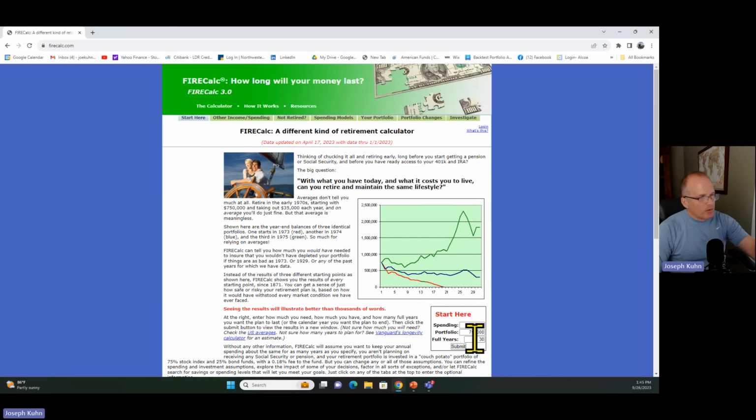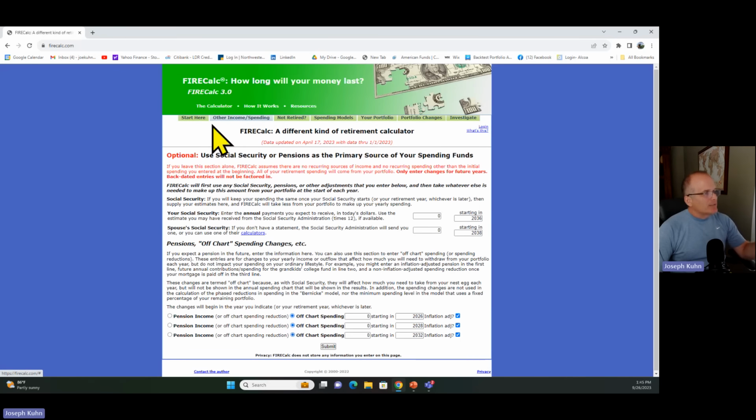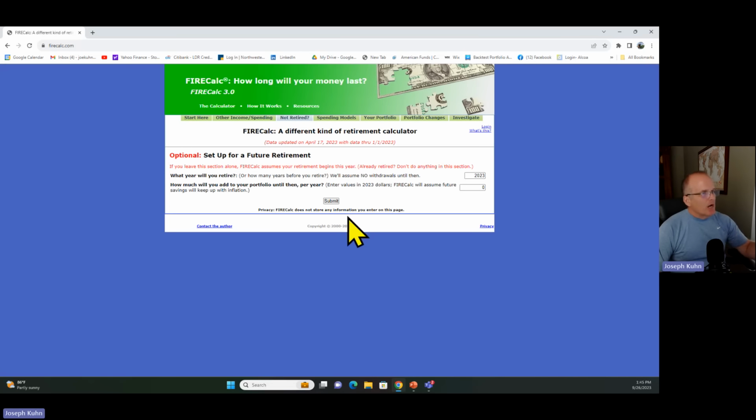So that's my portfolio: $750,000, $30,000 a year spending. Remember that. Then you could come in under the second tab and put in Social Security if you want. You can put in your spouse's Social Security, a pension. You can say I'm retiring in the future and how much you're going to be adding each year. Pretty basic.